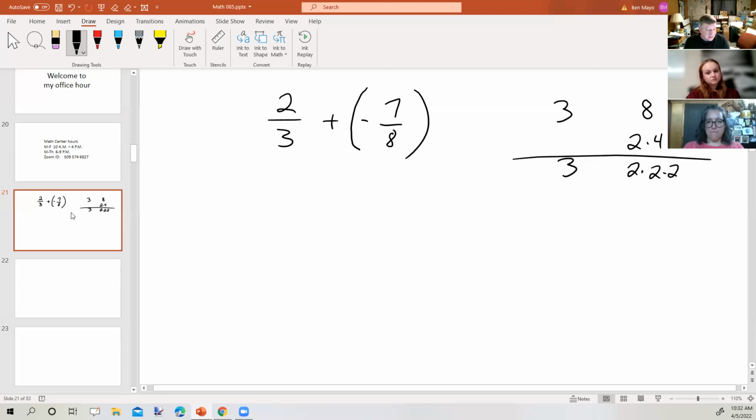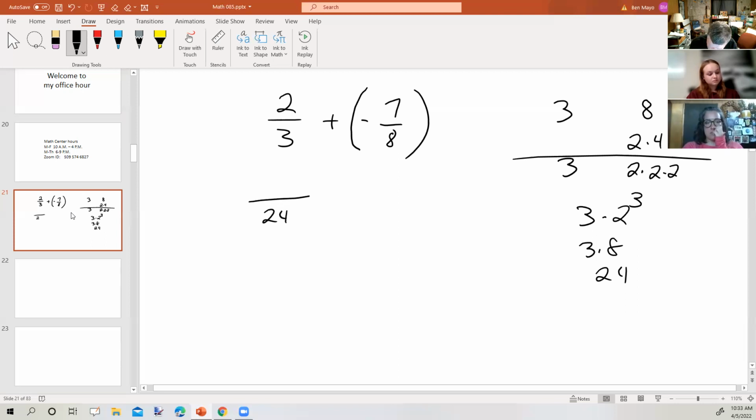So I believe I said yesterday, the least common denominator is the product of the highest power of each different prime factor within either one of the original denominators. So the highest power of 3 is just 3 to the 1 power. The highest power of 2 in this case is 2 to the 3rd power, 2 times 2 times 2, which is 8. So 3 times 8 is 24. In this case, it ends up just being the product of the two denominators.